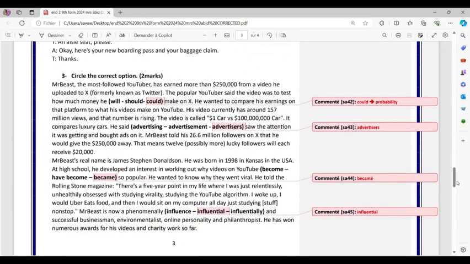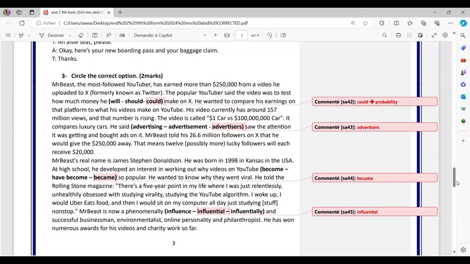Last exercise, I think it's the easiest one because maybe you know Mr. Beast. Okay, Mr. Beast, the most followed YouTuber, has earned more than $250,000 from a video he uploaded to X, formerly known as Twitter. The popular YouTuber said the video was to test how much money he will or should or could make on X.